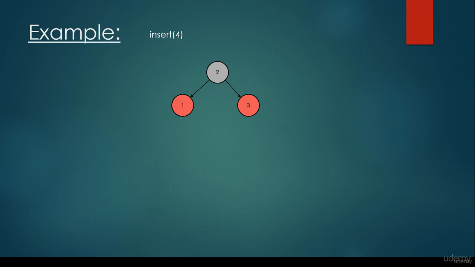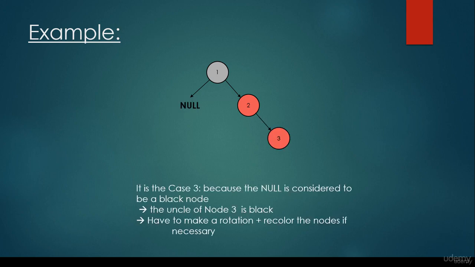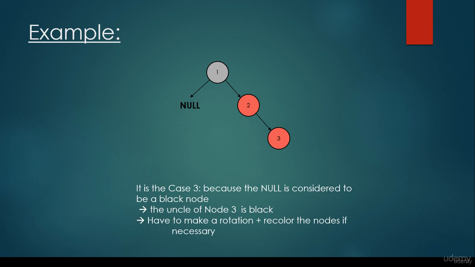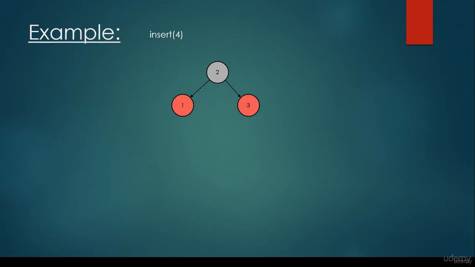So we just have to make a left rotation, and as you see we have to make some recoloring, because the 2 is going to have the color black, and the children are going to be red. This is exactly the case 3, and it is a valid red-black tree because the root node is black, and the left child and the right child have the color red, so it is valid.